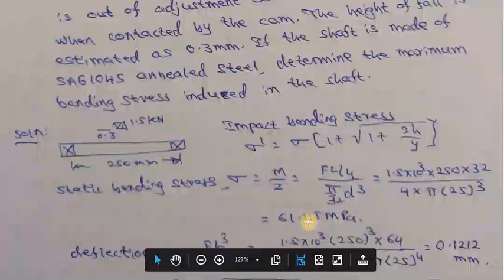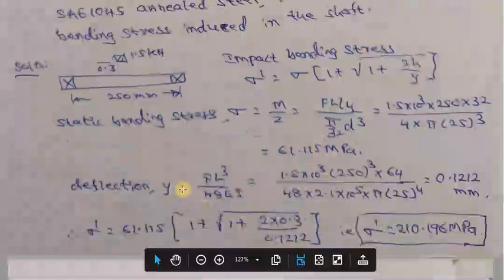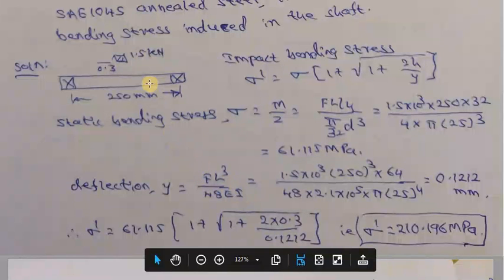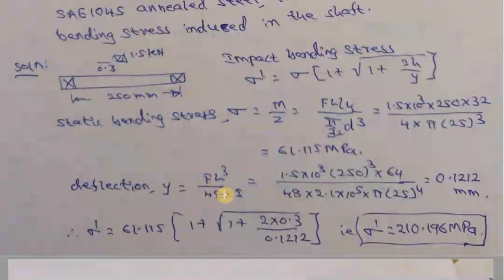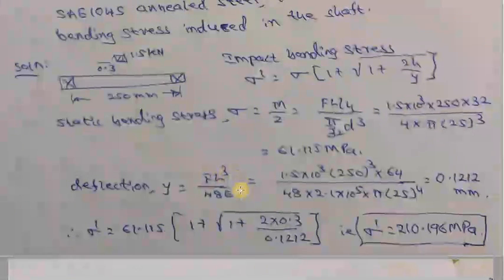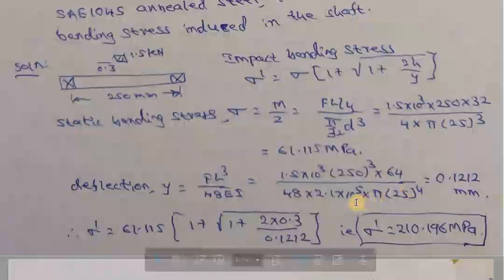This is the static bending stress. Then similarly, y I calculate for the static load. So that is going to be FL cube by 48 EI, because this is a simply supported beam with a point load at the center. So for that the bending deflection equation is this. So all values are substituted here.